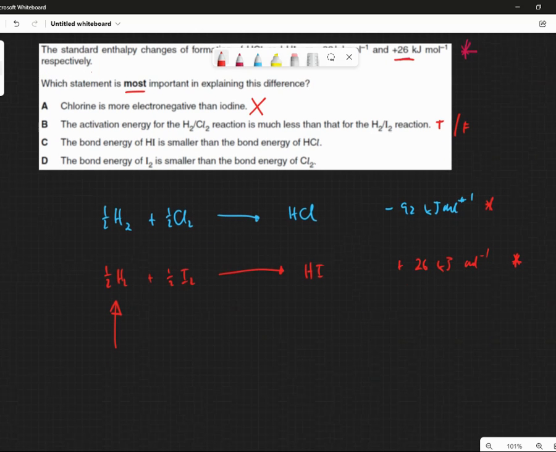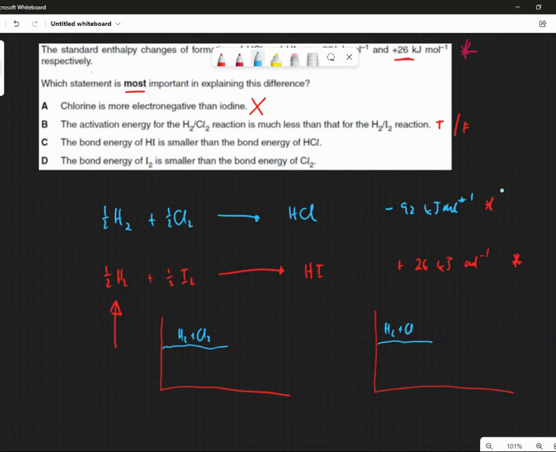All right, now let's think about it. Let's draw out the two things. There's one, and there's another one. We're not doing that many questions, are we? But that's good because we have to dig into the hard stuff. H2 plus Cl2. And this one is H2 plus I2. Now, what do we have to do to H2 and Cl2? We have to break the bonds. So initially, we're going to have to put energy in.